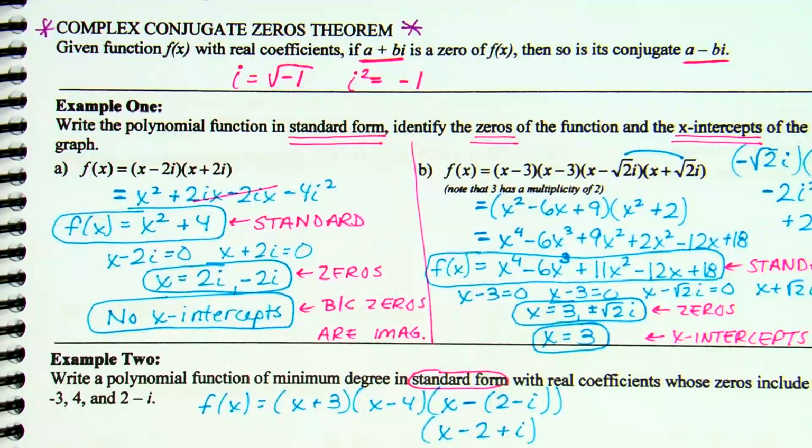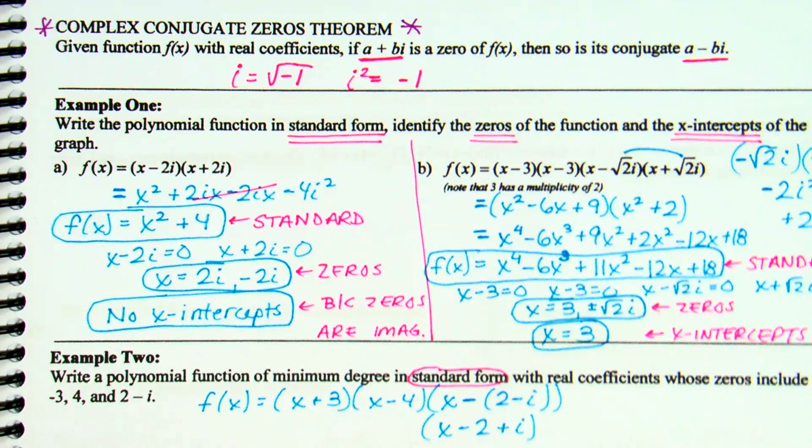Okay, we're short of 0 still. Complex conjugate zeros theorem says if a plus bi is a 0, then so is its conjugate. What's the trick here? Are they going to tell me both and say, here are your two zeros? No, you have to know that theorem. You have to know that if you see one that involves an imaginary, you have to do its conjugate.